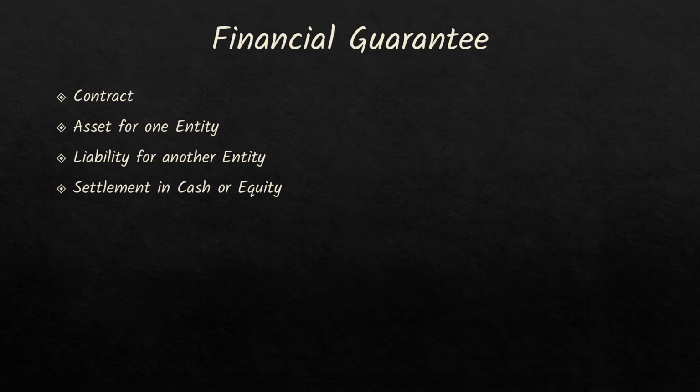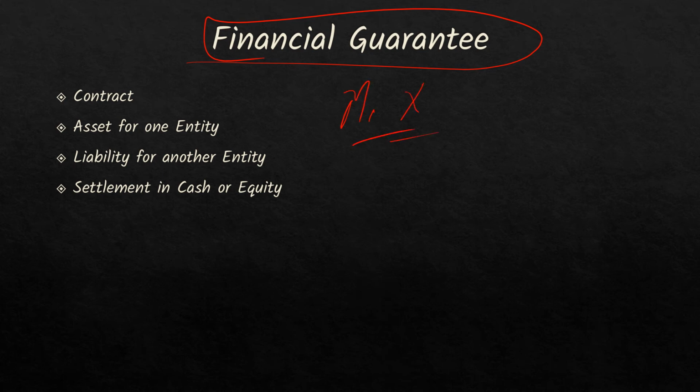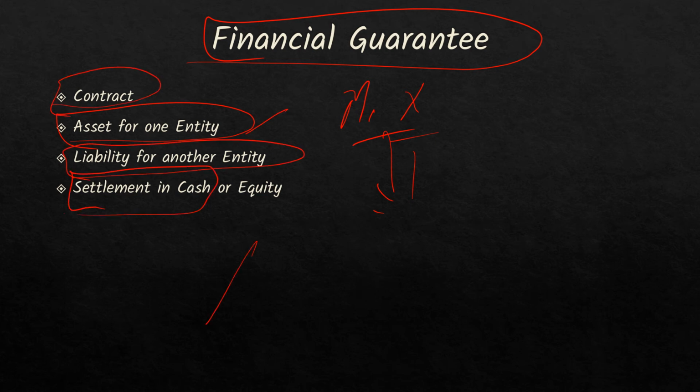Let's move further. Financial guarantee. You have given a guarantee for Mr. X, that if Mr. X doesn't make the payment, I will make the payment. So the one for whom you have given the guarantee must be showing you as his asset. Like if Mr. X fails, he will recover money from you. So you have a liability to pay. You have a contract of financial guarantee. Settlement is in cash. So financial guarantee is nothing but a financial instrument.